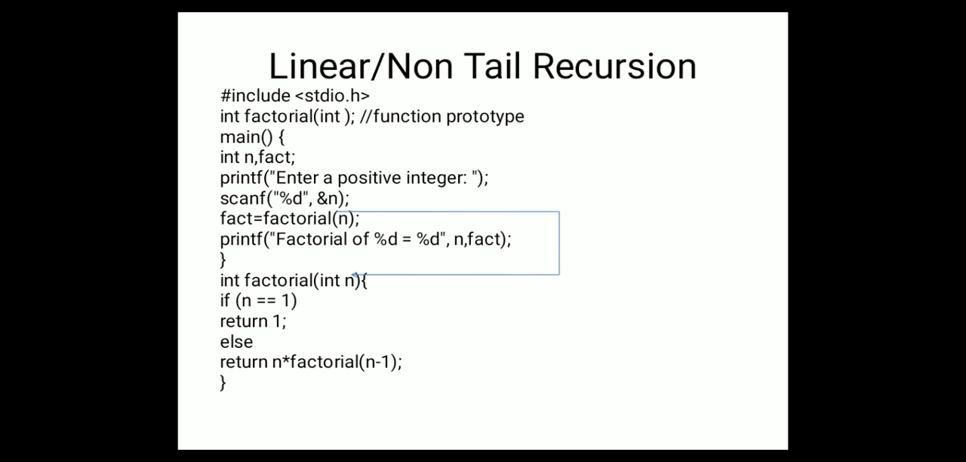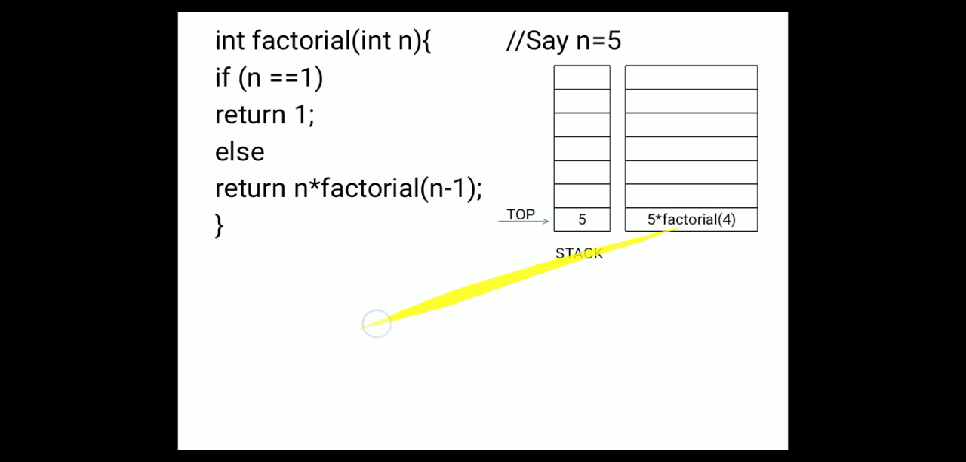Else, if n is not equal to 1, then you are asking it to compute n into factorial n minus 1. So we'll see how recursion works, how linear recursion works. Now say n is equal to 5. Recursion implicitly uses a stack, and since I said that it is non-tail recursion, there will be computation still pending after the last recursive call. We'll see how it works.